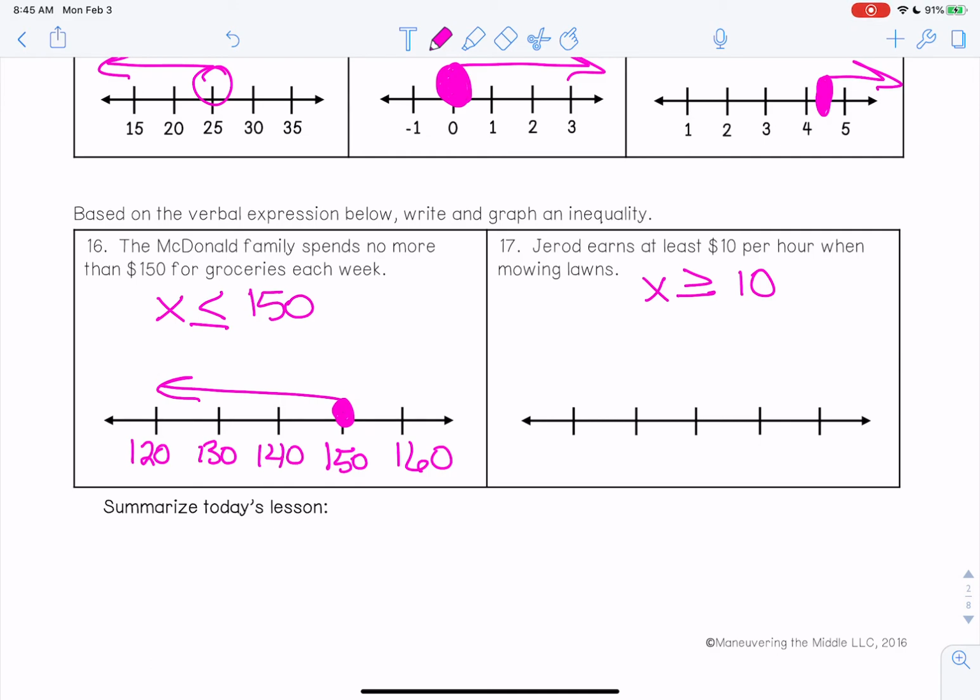So now when we graph it, I'm just going to do it in increments of 5 maybe. So 5, 10, 15, 20, 25. Once again, it doesn't really matter. Just choose some numbers bigger than and less than on your number line. And then x is greater than or equal to 10, so our bubble's going to be filled in. x is all the numbers bigger than 10, so the arrow is going to go towards the right.